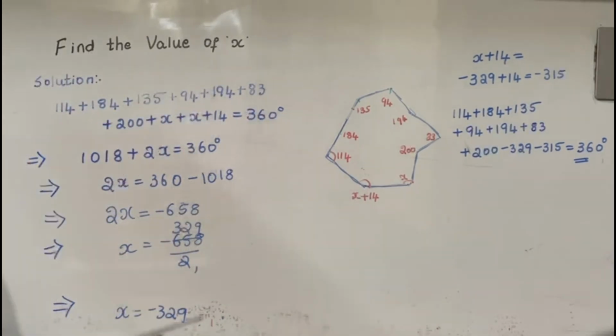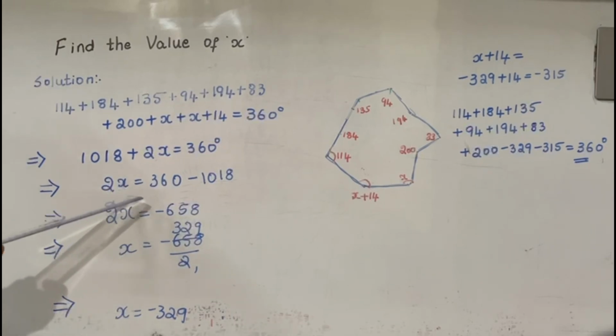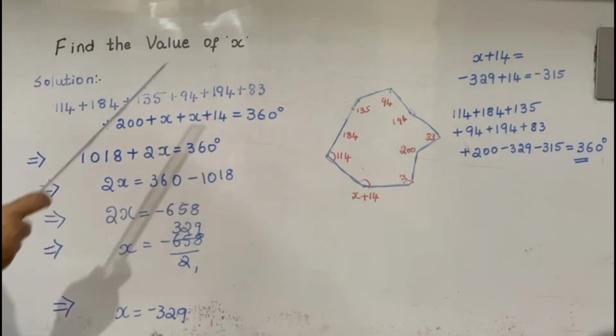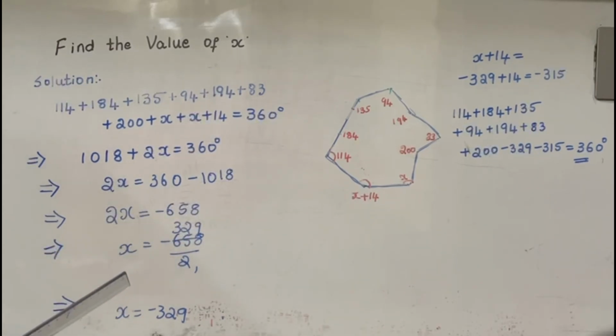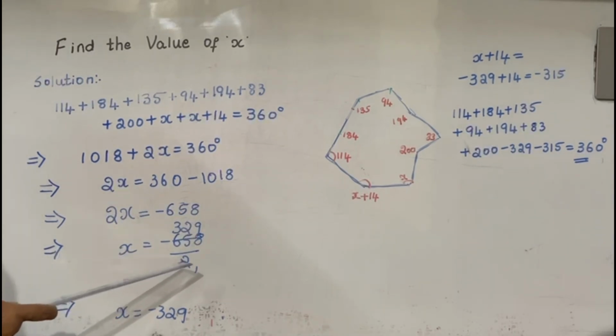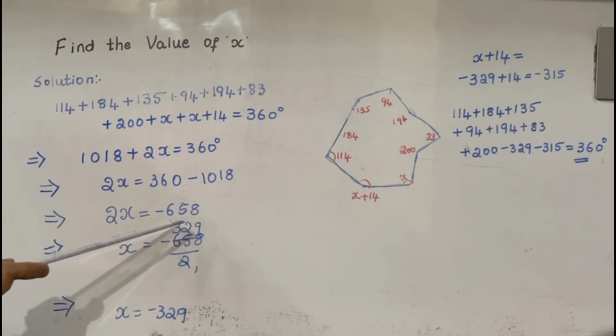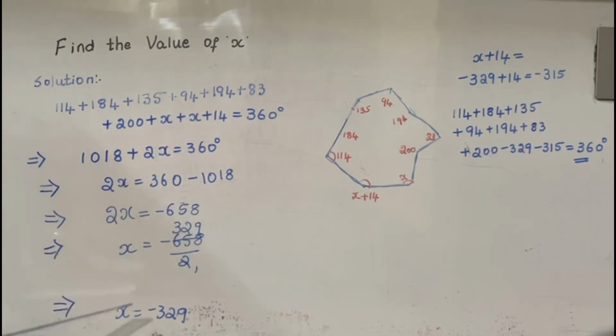If I add everything, I got the answer as 1018 plus you have 2x here. 1018 plus 2x is equal to 360 degrees. Therefore, 2x is equal to 360 minus 1018. 2x is equal to minus 658 degrees. x is equal to minus 658 divided by 2. x is equal to minus 329 degrees.